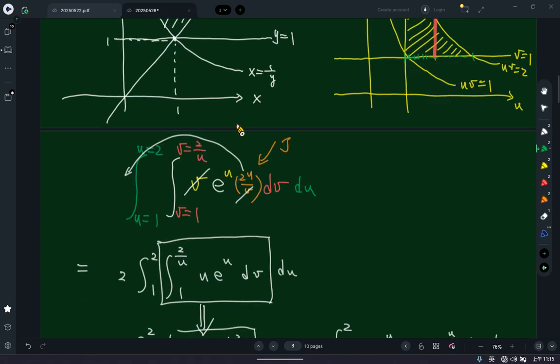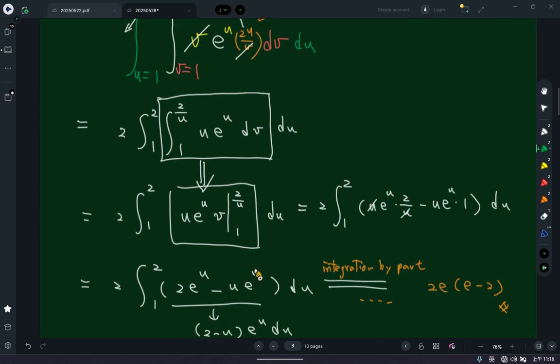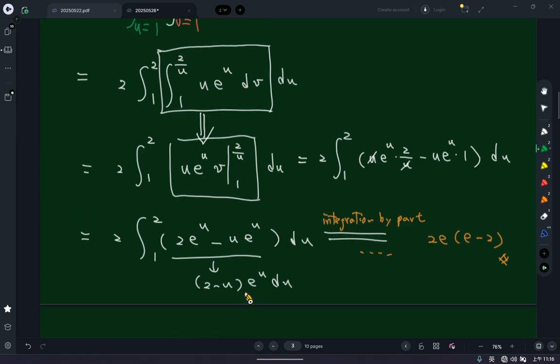Then finally, we use the transformation and the new boundary to construct the new integration form. Then you can get this one. The last step, I cannot say it's not important, but normally you need to use some integration tips to solve the calculation of integration.